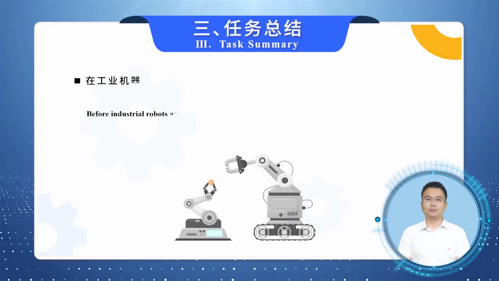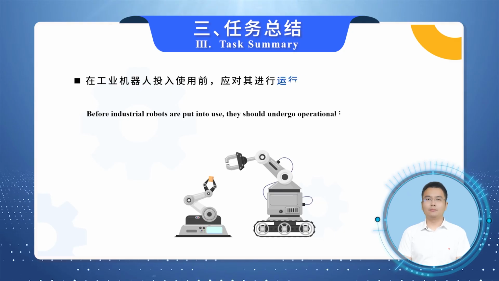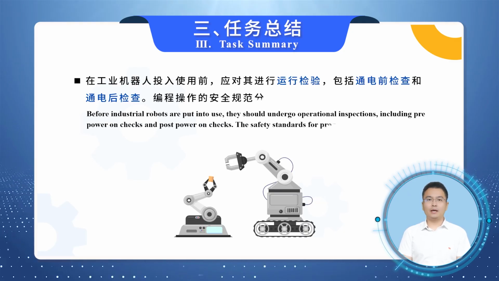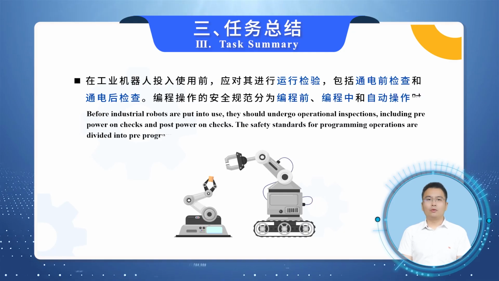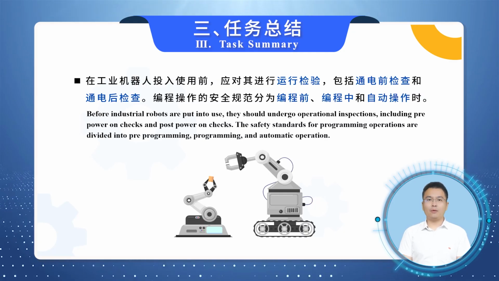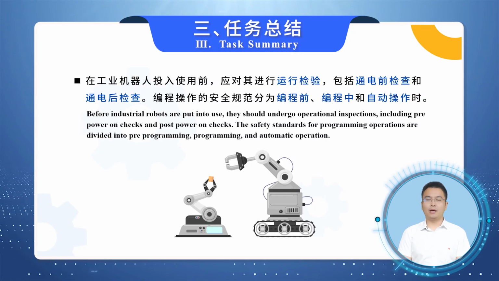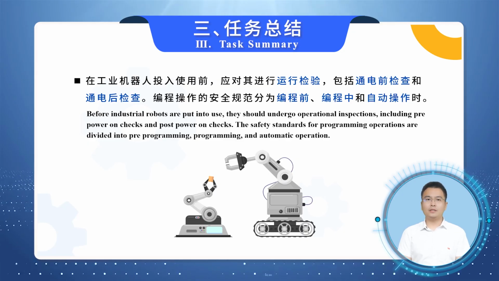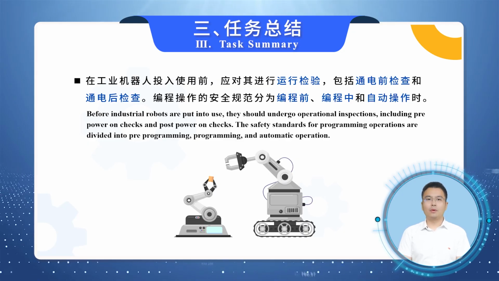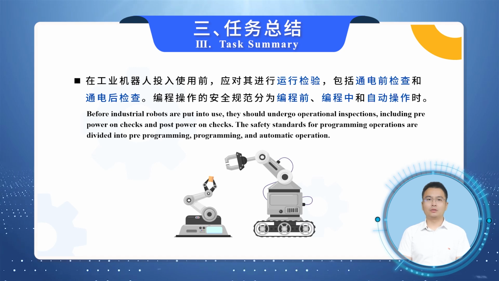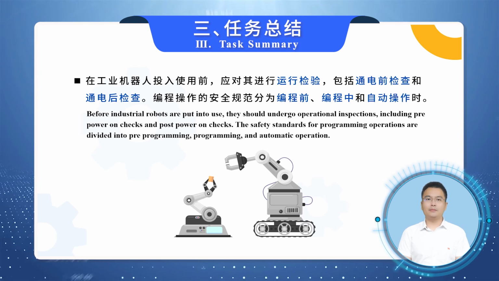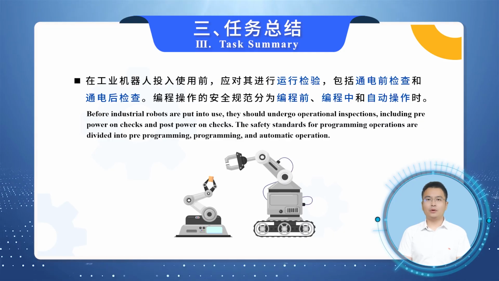Part 3. Task summary. Before putting the industrial robot into use, an operation inspection must be performed, including pre-power-on inspection and post-power-on inspection. The safety specifications for programming operations are divided into 3 stages: before programming, during programming, and during automatic operation.